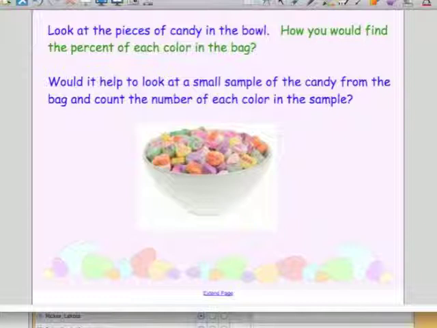Or do you think that it would help to look at a small sample of the candy from the bag and count the number of each color in the sample? That would probably be the simplest way to do it. And that's what we're going to do today.